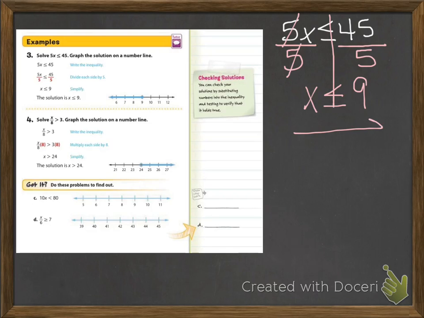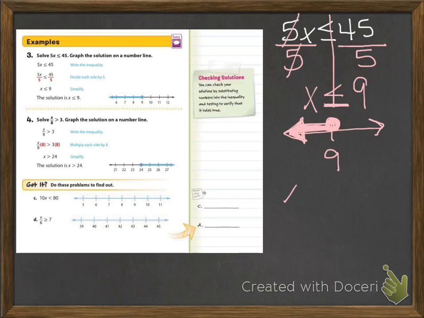And just like before, when you're graphing these on a number line, this part is not any different. You're going to have a closed circle at the 9 because it's telling us that x could be equal to 9, but it also is saying that x is any number smaller than 9 as well.